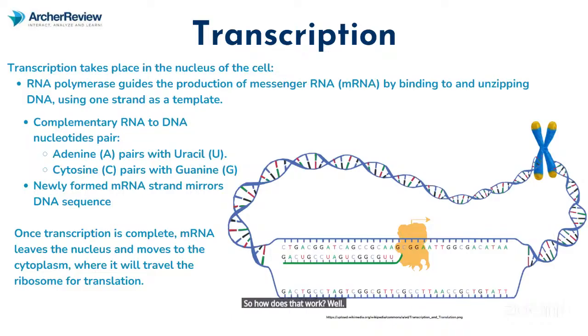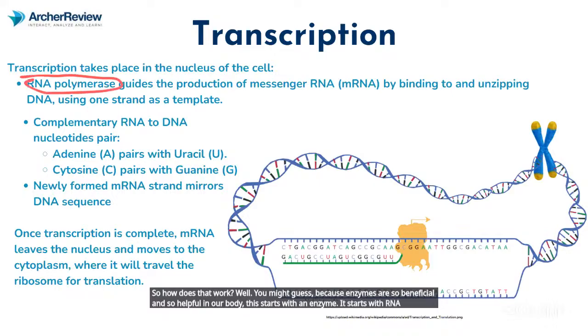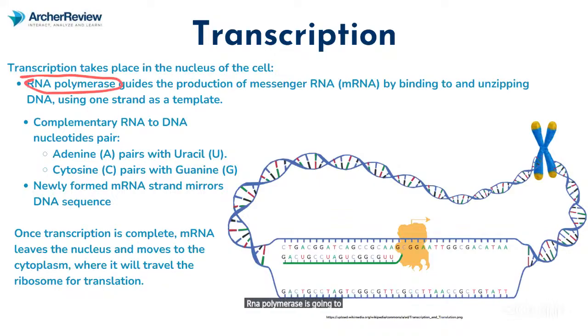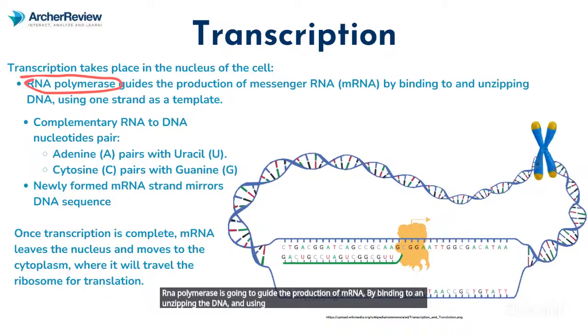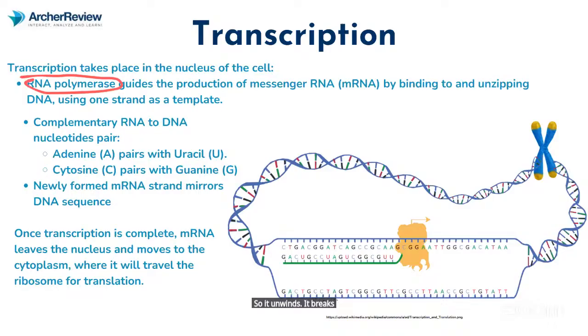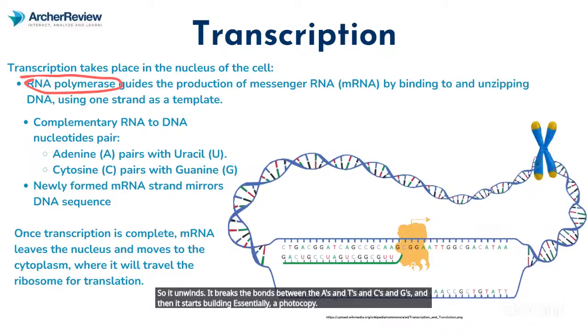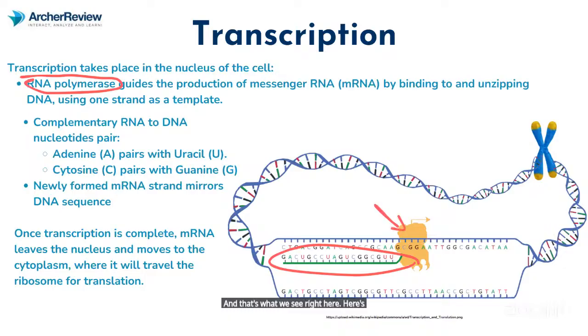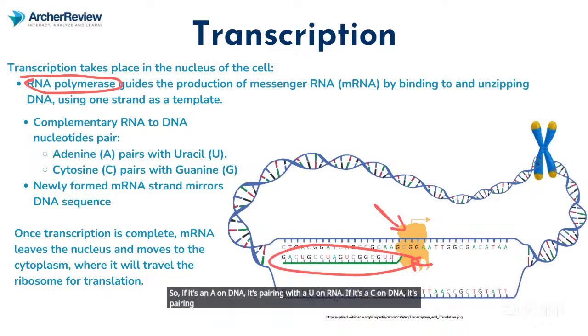So how does that work? Well, you might guess, because enzymes are so beneficial and so helpful in our body, this starts with an enzyme. It starts with RNA polymerase. RNA polymerase is going to guide the production of mRNA by binding to and unzipping the DNA and using the strand as a template to create the photocopy, so to speak. So it unwinds, it breaks the bonds between the A's and T's and C's and G's, and then it starts building essentially a photocopy. And that's what we see right here. Here's our enzyme, and it's building that copy, that mRNA, right there. So if it's an A on DNA, it's pairing with a U on RNA. If it's a C on DNA, it's pairing with a G on RNA.